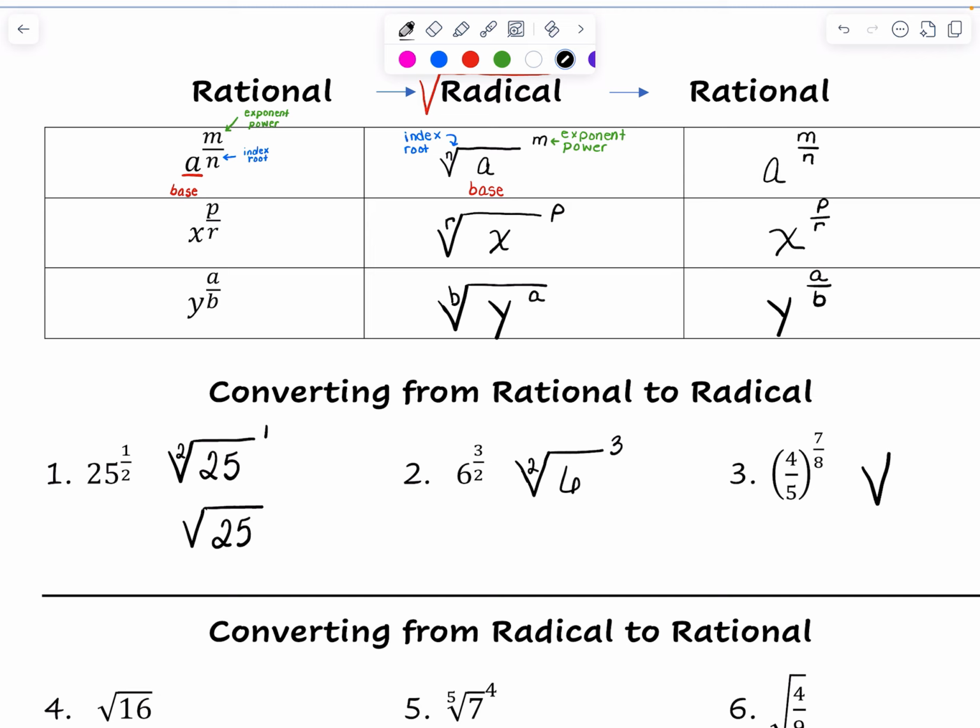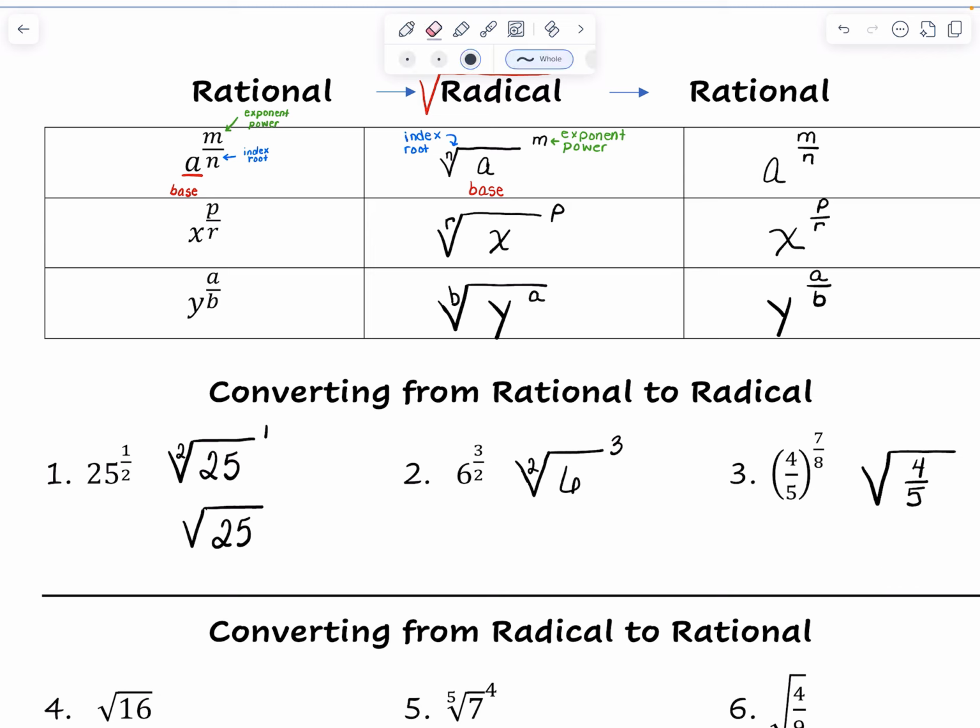Okay, this one here. Our base is the fraction 4 over 5. Now, if you can get the 4 over 5 to fit underneath without the parentheses, you can do that. But if the radical sign only goes over the 4, so if it was to look something like this, that would be a different answer. So we don't want that.